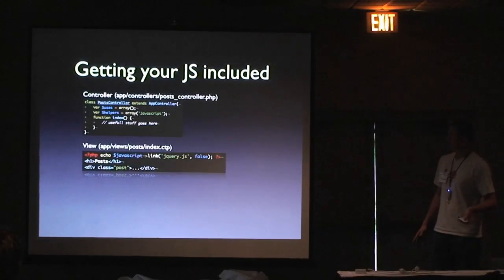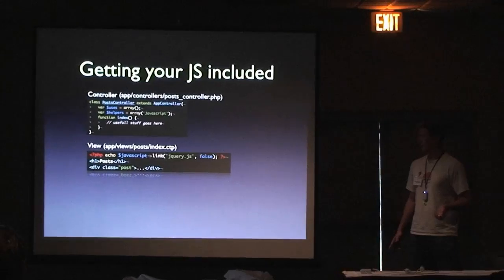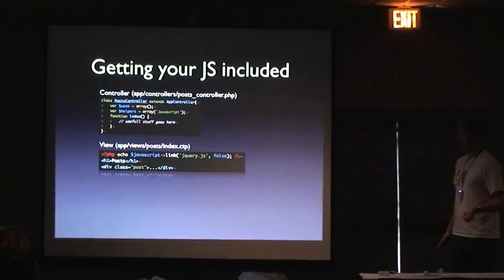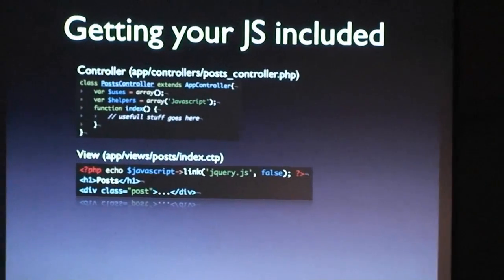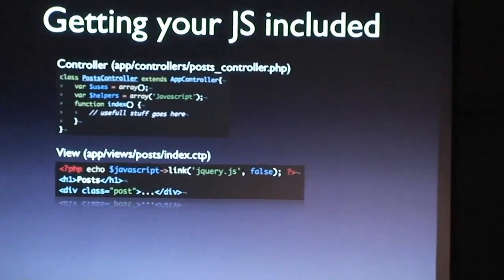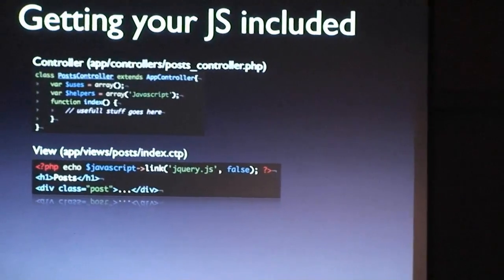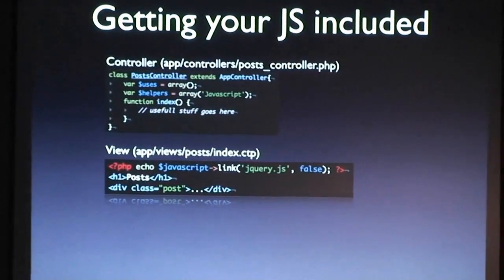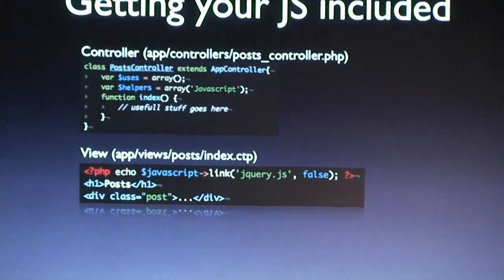And then you have a view where you basically link to a JavaScript file. I'm using jQuery as an example here. And the second parameter, false, doesn't place the link in the current view, but it adds it to the class registry, which will later on make it available to our layout. And that's seen right here.